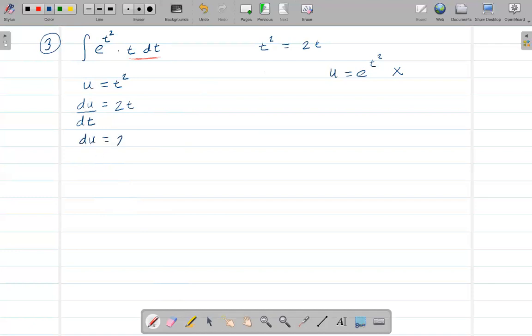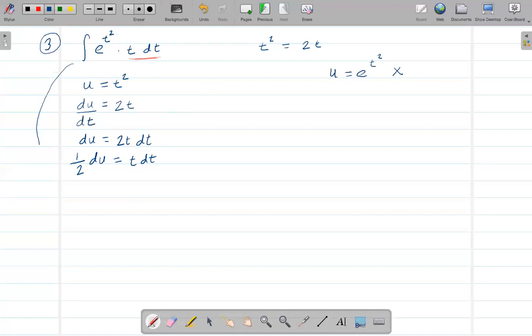So du is equal to 2t dt, right? But here we just need t. We don't need this extra 2, so I can divide both sides by 2. So this will give 1/2 du is equal to t dt, right? So I just need some new expression for t dt in terms of u. So here I can replace this whole thing, t dt, by 1/2 du, right?